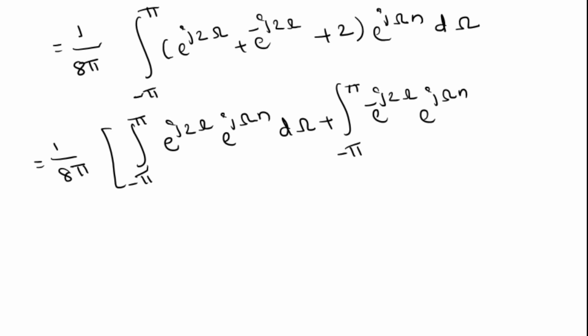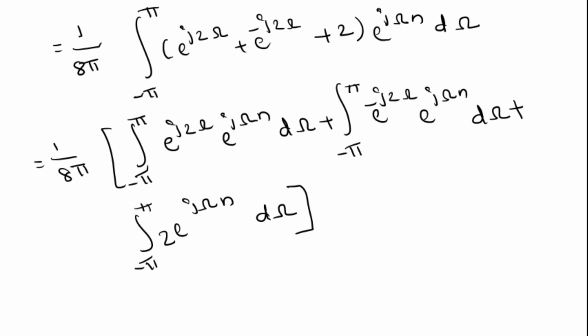Then using time shift property, we get x of n is equal to 1 by 4 into delta of n plus 2 plus delta of n minus 2 plus 2 into delta of n.